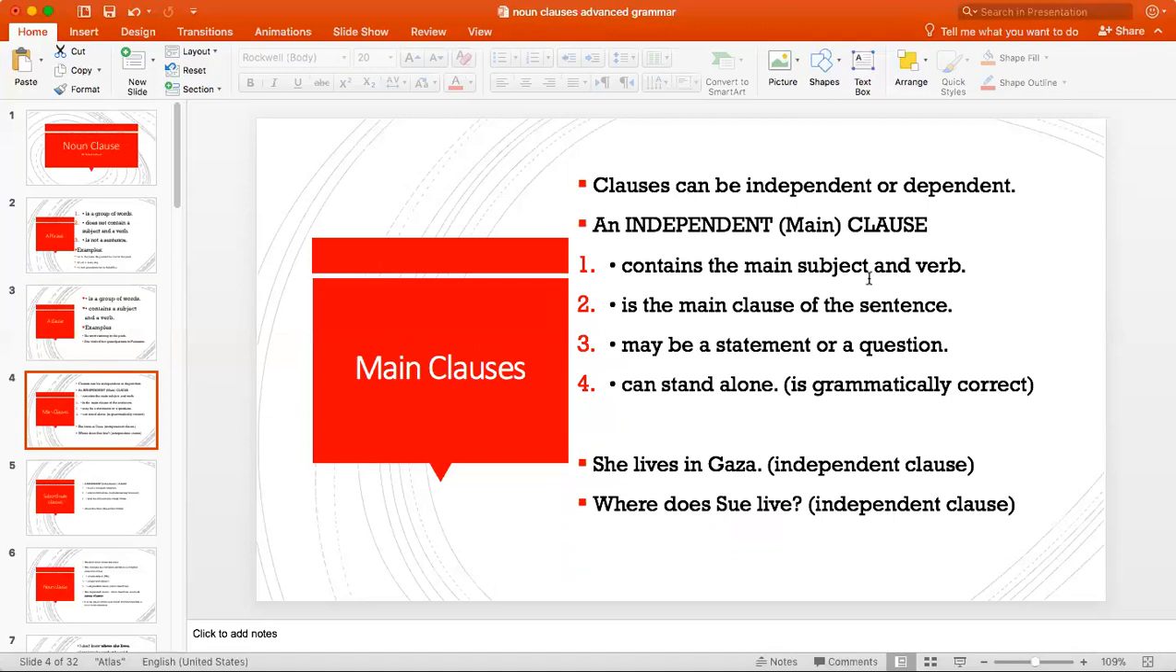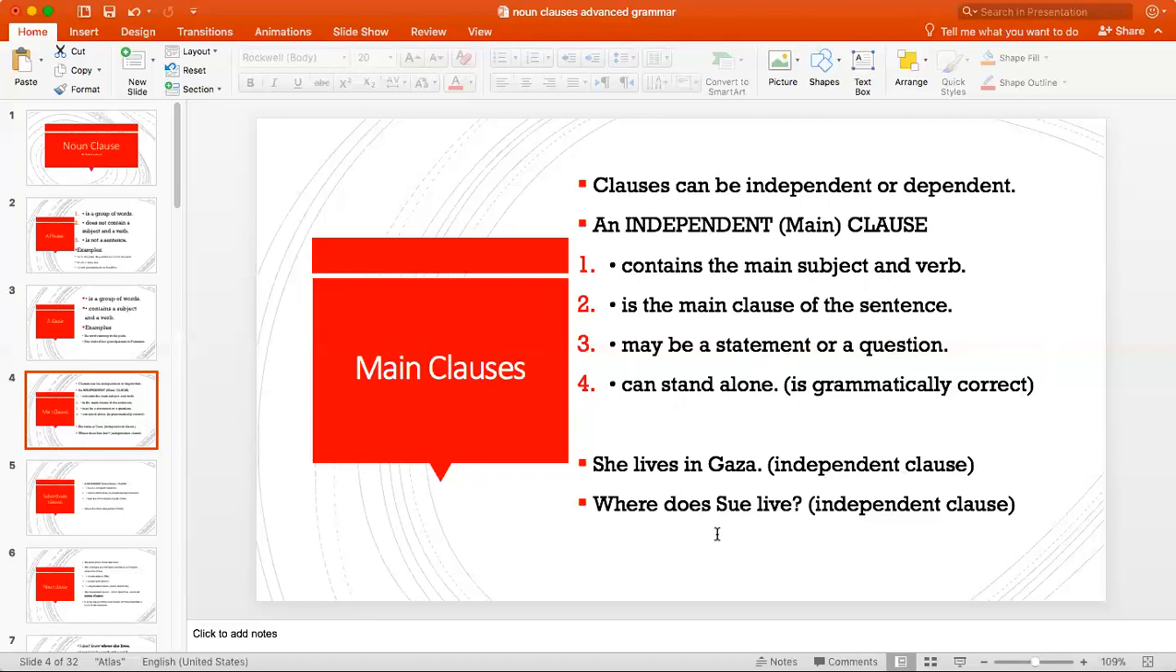The main clauses contain at least one verb. They contain a subject, naturally. Main clauses can stand alone. There may be a statement, an imperative form, or a question. They are grammatically correct because they can stand alone. So she lives in Gaza. That's an independent clause. Can be a question for where does she live?